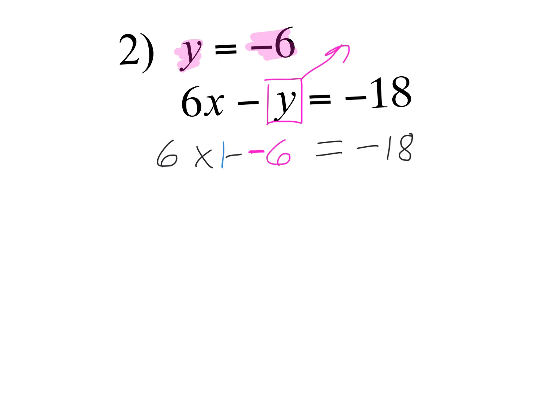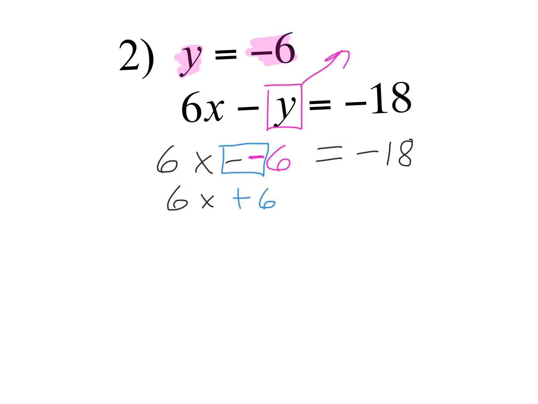Remember from previous years of math, if you have two minuses together, if you take away a negative, that's really going to turn it into a plus. So I now have the equation 6x plus 6 is equal to negative 18. So I still need to isolate my x. So I'm going to subtract 6 from both sides. That's going to cancel. Use your calculator and make sure you don't make a little mistake, guys, because especially this one is easy to do.